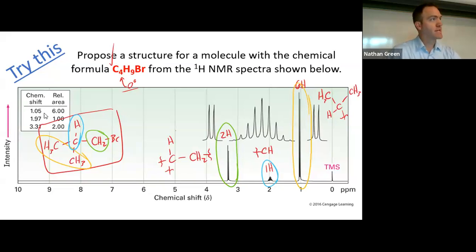If you had a CH2 attached to a methyl, that'd be like a CH3, CH2. Let's say we put a Br over here. This would show up as a quartet. That's right. That was like the previous one that I showed you as an example.